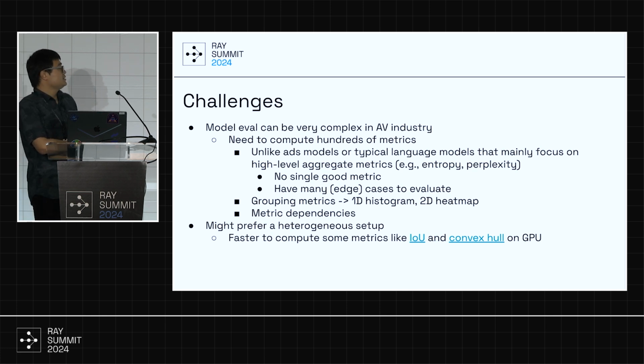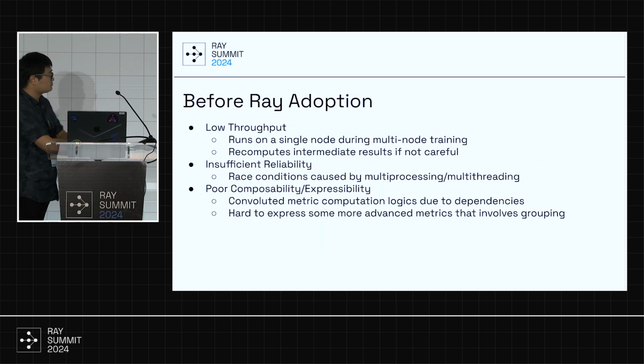Another special case in our scenario is that sometimes you also prefer a heterogeneous setup. For some metrics, like IOU, you have one object detected and another one is your ground truth, and then you compute the overlap between these two objects. This kind of geometry metric is much, much faster to compute on GPUs. So how can we overcome these challenges?